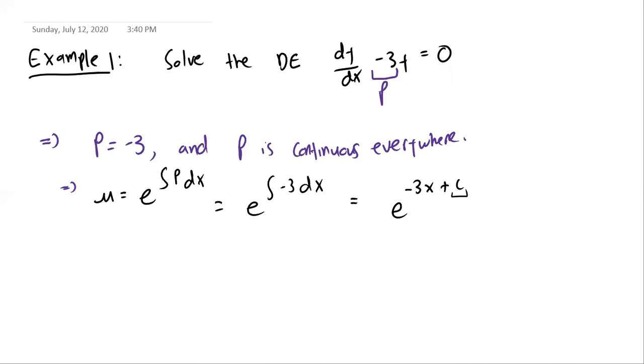Well, what's the simplest thing you can add to something? Well, that's 0, because that doesn't change anything, right? And this is the process you always want to do. Find mu, whatever constant of integration you find, just set it equal to 0, because again, we don't need infinitely many functions mu, just one. So we can let mu be the function e to the negative 3x. And again, this works on the whole real number line because p is continuous everywhere.